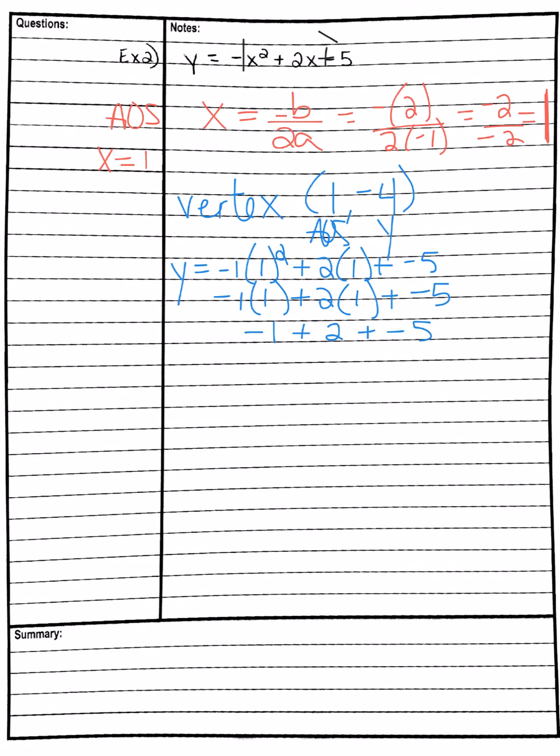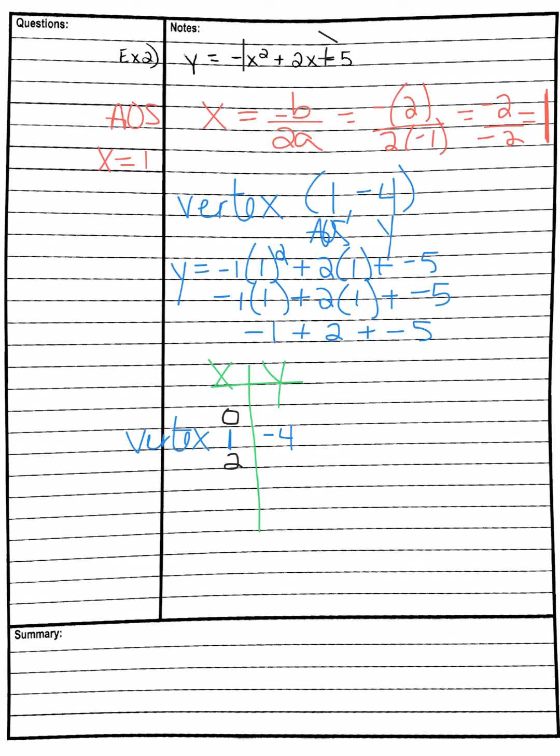Step 3 is to make that table. And with our table, we like to put our vertex right in the middle, where we have the number 1, negative 4. This is our vertex. Now, in my table, I want to go 1 less than 1, which was going to be 0, and 1 greater than 1, which will be 2. And because we went the same distance away from our vertex with our x values, those answers will be the same if you substitute them in.